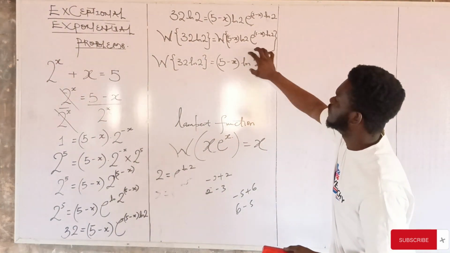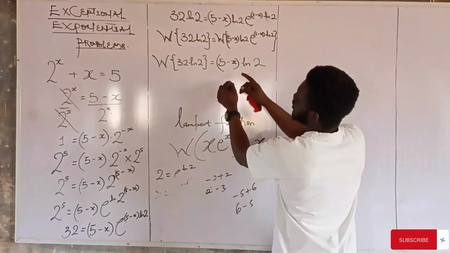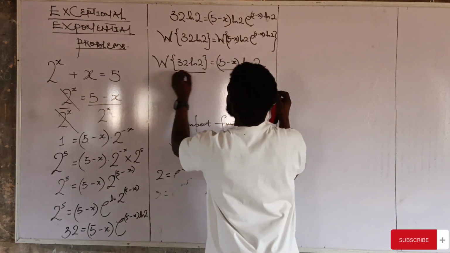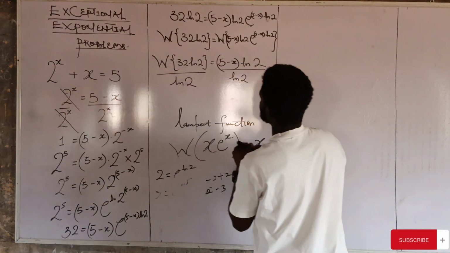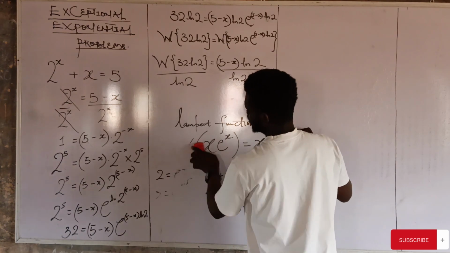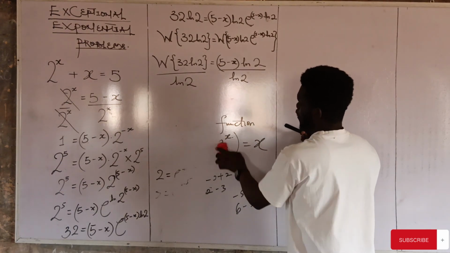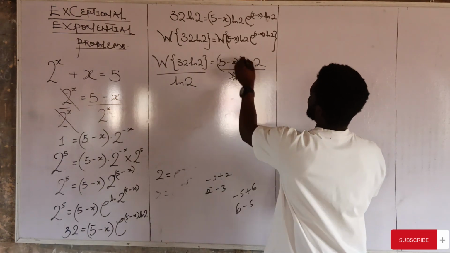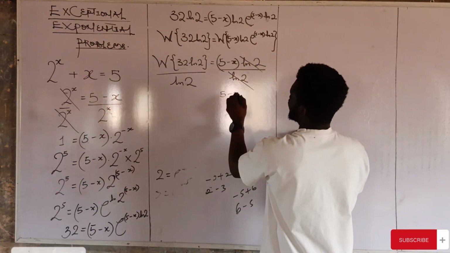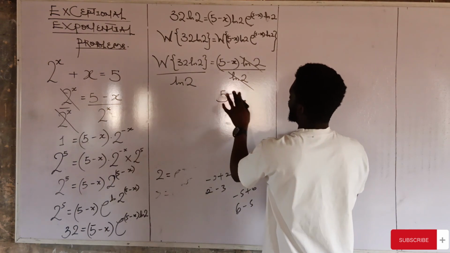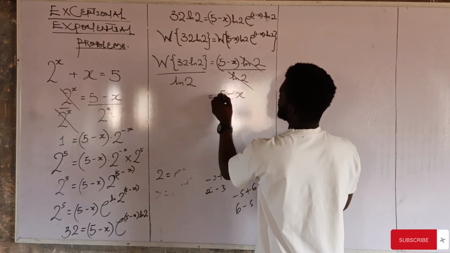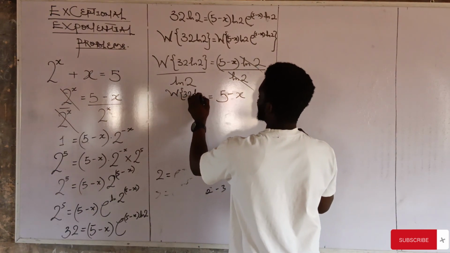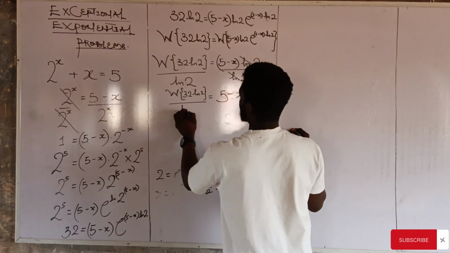Now what do you do? You divide both sides of this by ln 2. So we are trying to isolate for the value of x. So you divide both sides by ln 2, divide here by ln 2. Now we can see the Lambert function now. So ln 2 cancels out ln 2. We have 5 minus x. Minus x. So once you add that, everything here, you write it. Lambert function of 32 ln 2 over ln 2.